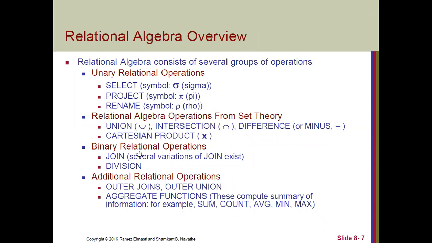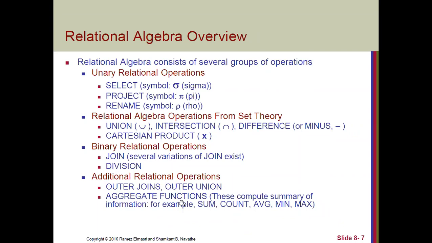Then the third category of relational operators is called join. Join also has other variations, which you can see in the fourth category: outer join, inner join, and so on. We will discuss these as well. There is another operator defined under the binary relation operations, called division, and here you can see the other forms of joins and aggregate functions as well.